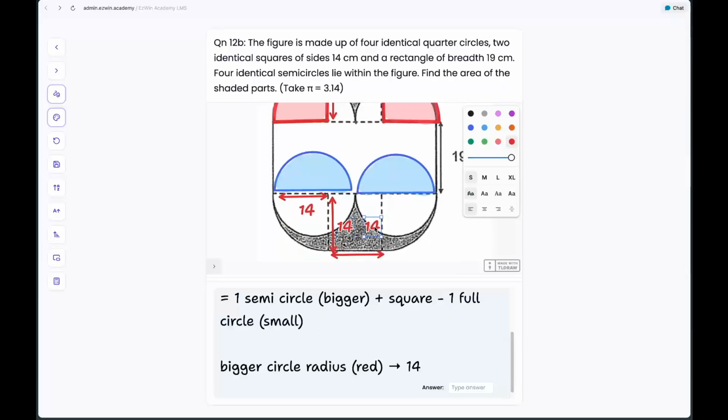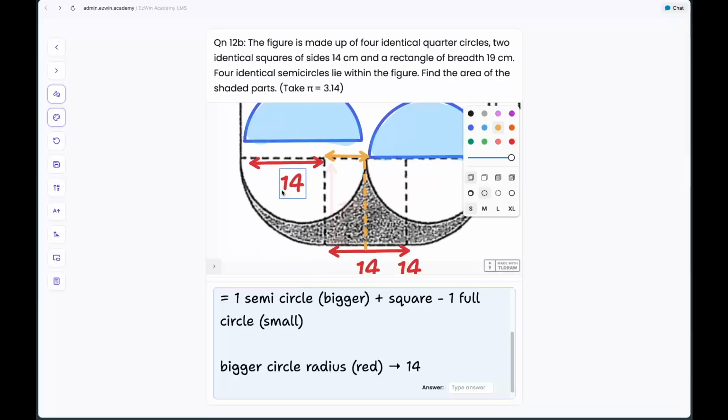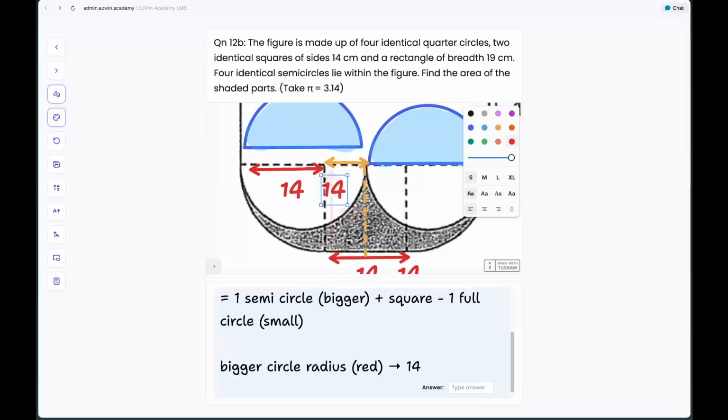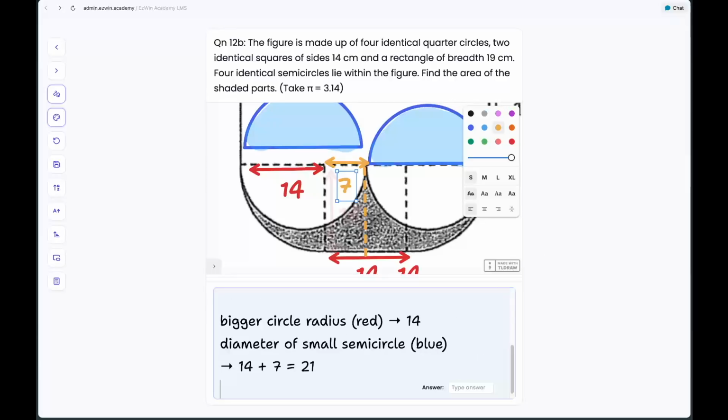Then at the same time, we need to find this last part. This is basically half of what we're looking for. Maybe I'll put it in yellow, so it's easier to see. So it's half of 14. That means this is half of the 14, as what we see over here. So that means this is 7. So the diameter of the small semicircle in blue is 14 plus 7, which is 21.